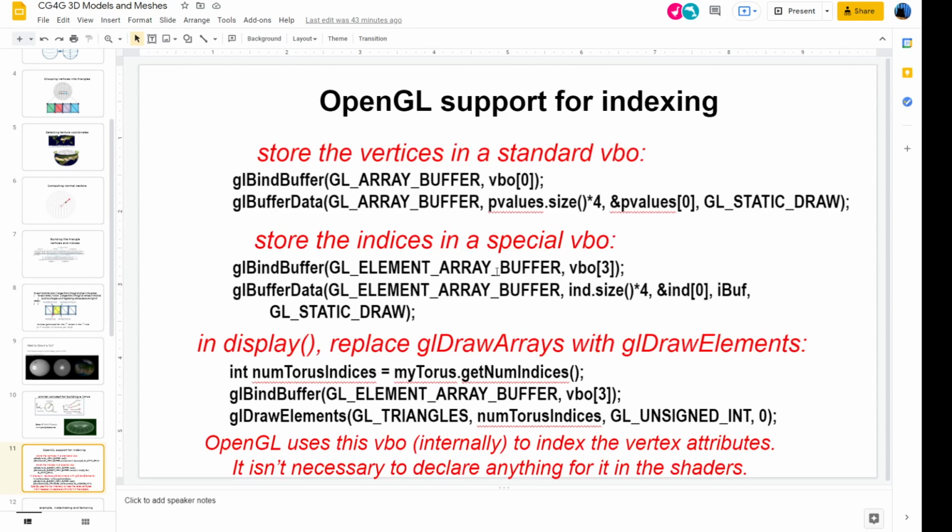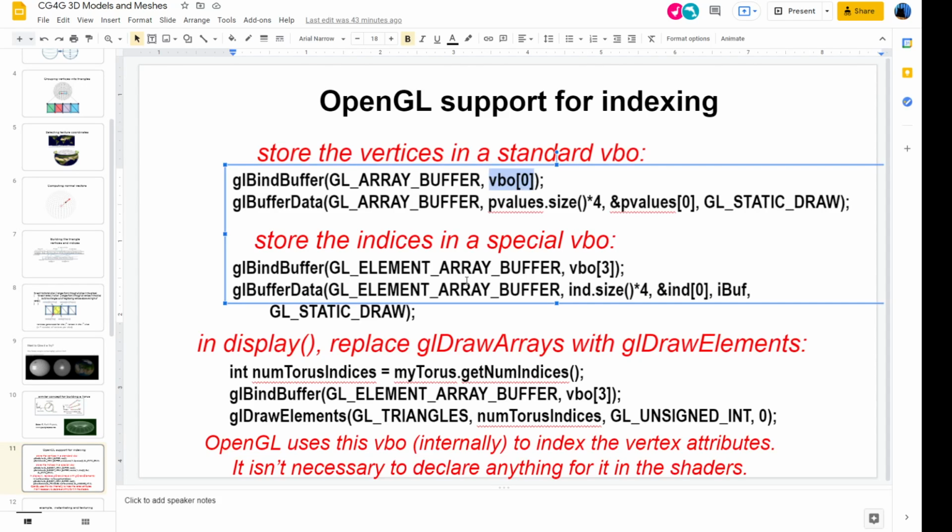Now you'll notice here, this is VBO0, and the indices are in VBO3. Why? Well, the style that the old text chose was to keep things like vertex coordinates, normals, colors, texture coordinates, all separate in their own VBOs, as opposed to Learn OpenGL and the Sandbox, where we're usually using a single VBO and integrating each of the things together.